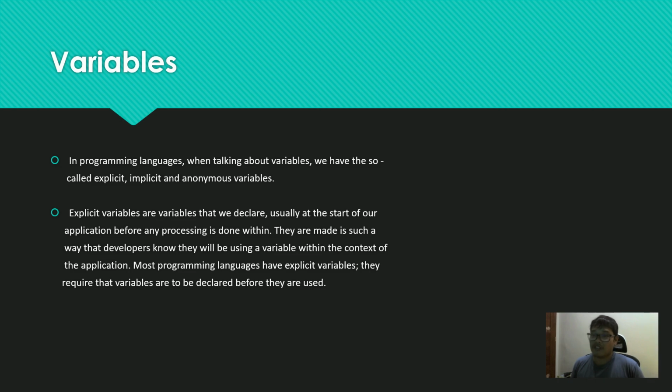Explicit variables are variables that we declare, usually at the start of our application before any process is done. They are made in such a way that developers know they will be using a variable within the context of the application. Most programming languages have explicit variables. They require that variables be declared before they are used.